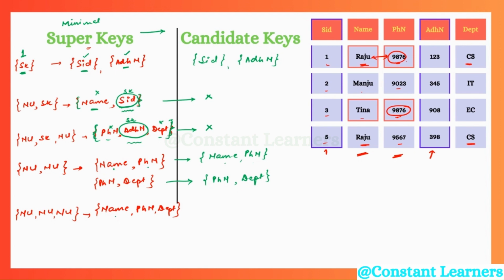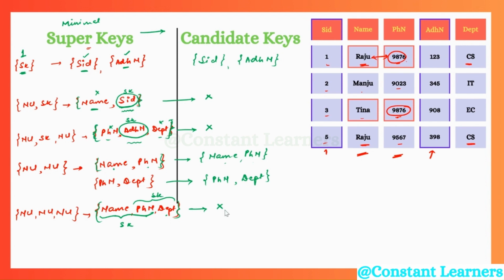Now here again we have name. Name in itself is not a super key, phone number in itself is not a super key, and department in itself is not a super key. But a combination of name and phone number is a super key, and a combination of phone number and department is also a super key. So this entire super key is made up of a combination of other super keys. Therefore, this combination is also not eligible to become a candidate key.